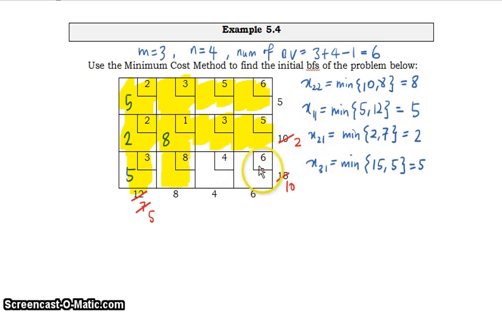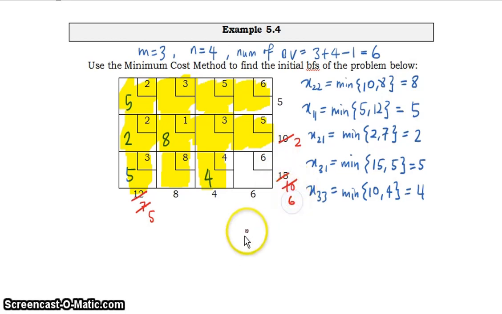Next, we move to cell 33. X33 is the minimum of 10 and 4, and the value of this variable is 4. Write 4 here and cross out column 3. And S3 now is 6.